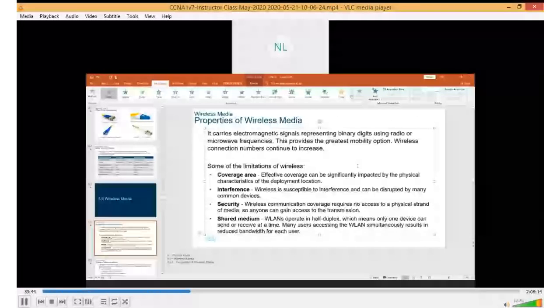So some of the limitations of wireless include area of coverage, interference, security, and shared medium. Let's talk about these things. In wireless, area of coverage can be significantly impacted by the physical characteristics of the deployment location. Why? If this is a building, and let's say it is divided into two, I have my wireless here, and I have users here. I also have users here.